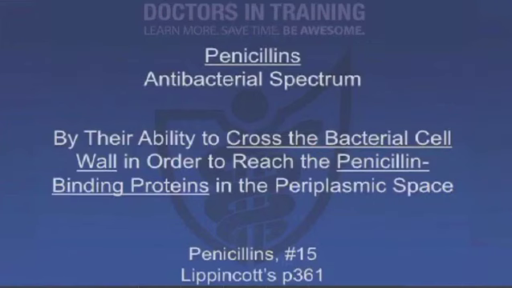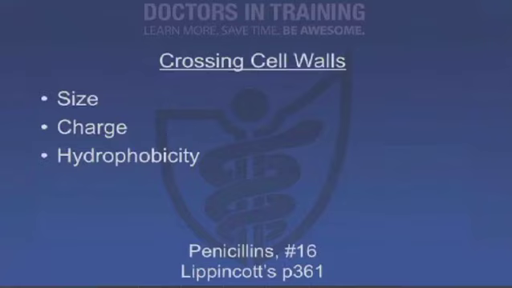Let's talk about the antibacterial spectrum of the penicillins. The antibacterial spectrum of the penicillins is determined in part by their ability to cross the bacterial cell wall and then reach the penicillin binding proteins that are in the periplasmic space between the cell wall and the inner plasma membrane. This crossing of the cell wall can be determined by the size of the drug that we're administering, its charge, as well as its hydrophobicity.